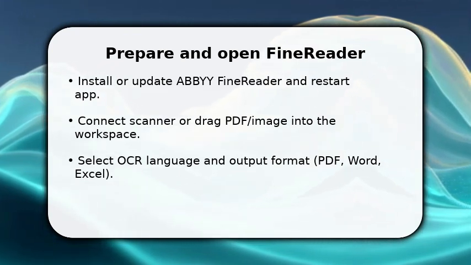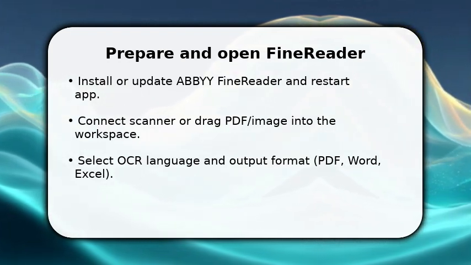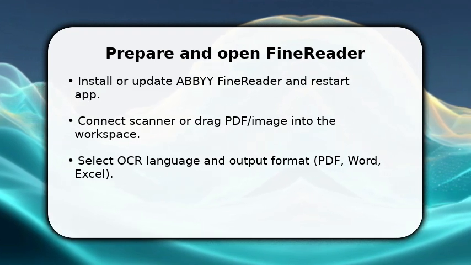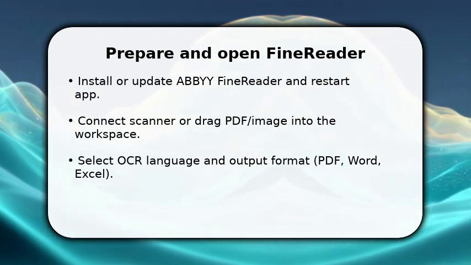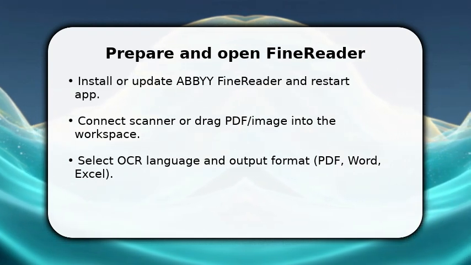Once done, check image quality and DPI. Adjust scanner settings to 300 DPI for text. Finally, set recognition zones to automatic so the program can detect text blocks before you proceed.